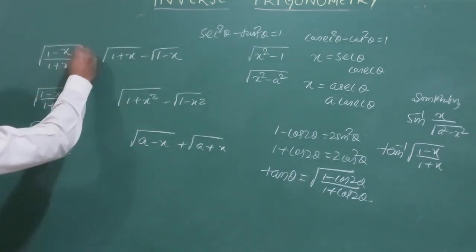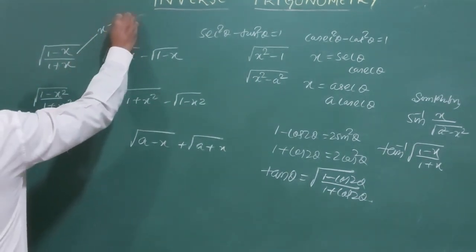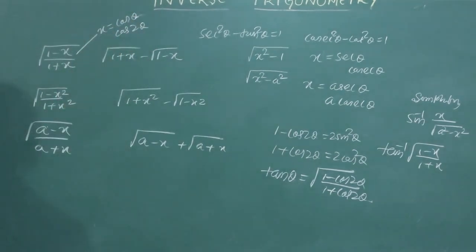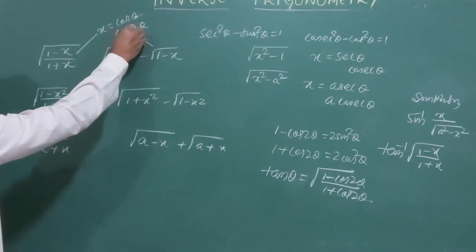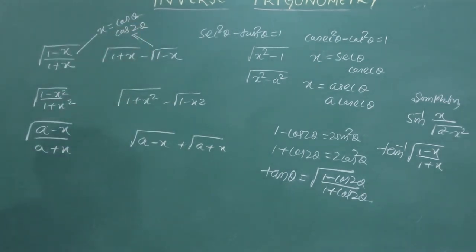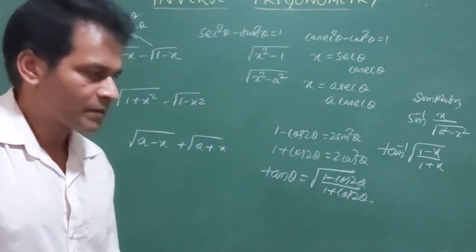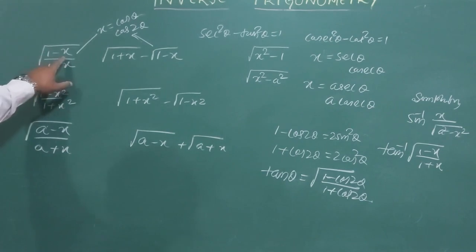So what will I assume here? Here I will assume x is equal to cos theta or cos 2 theta. It is up to your choice. Same is here also, because simultaneously I get 1 minus cos theta, 1 plus cos theta. 1 minus cos theta is 2 sin square theta by 2, 1 plus cos theta is 2 cos square theta by 2, giving tan theta by 2. Means my objective is to remove that square root and get a value. Either I can take cos 2 theta or cos theta. X is equal to cos theta or cos 2 theta.